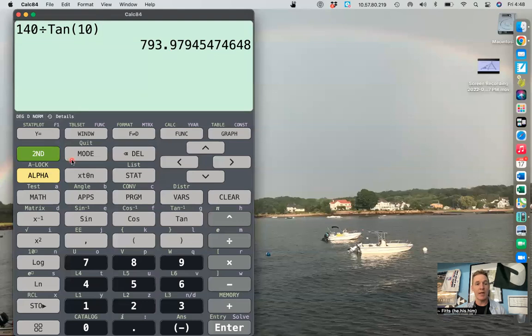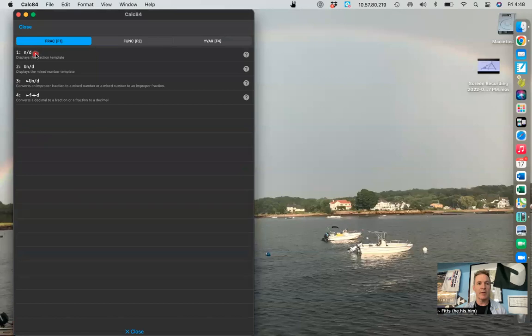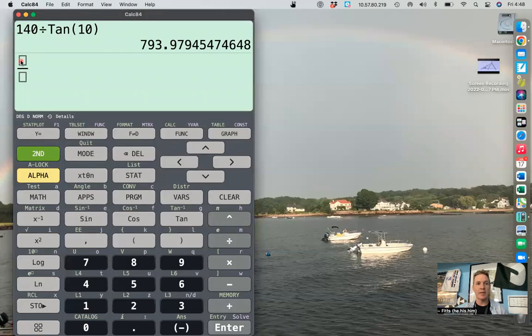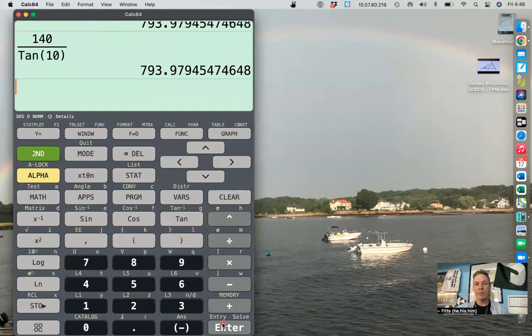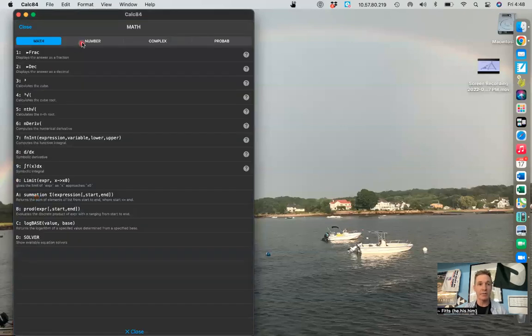And I could round that. Also, if you want to enter that as a fraction, if you hit alpha y equals right here, you can actually enter that in as a fraction. So it'd be 140 over tangent of 10 degrees, and that's 793.97. If you need to round that to the nearest whole number, you could use the math round function.